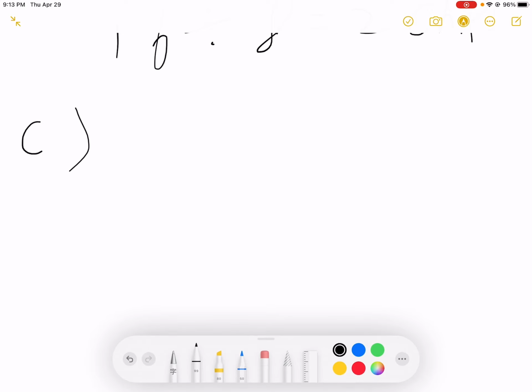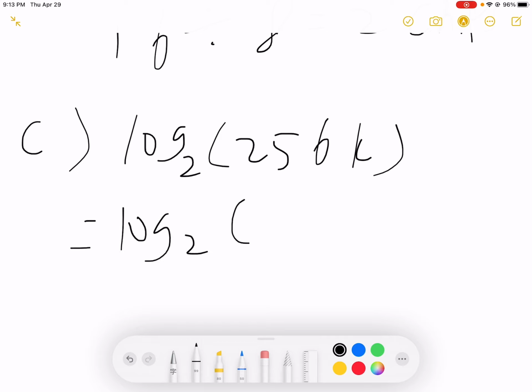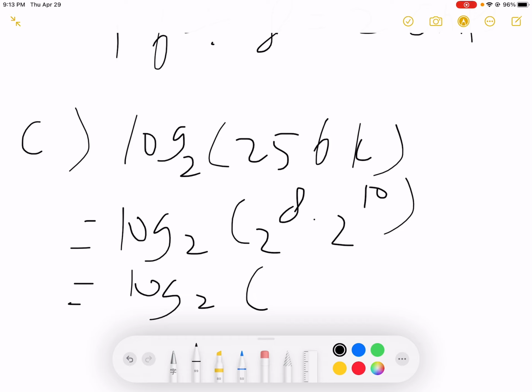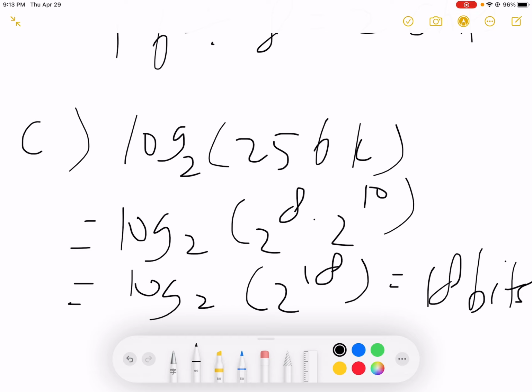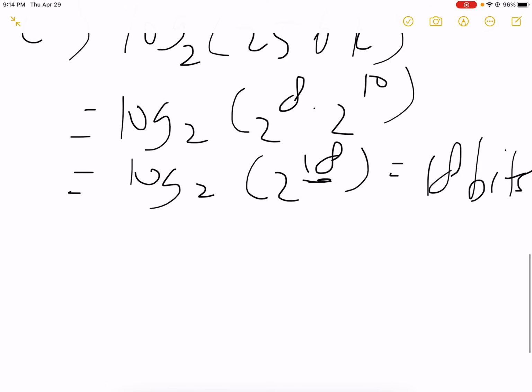And for C, it's asking you for the address bits for the RAM chip. What you're going to do in this case is take the log of the addressable size of the RAM, which is log of 256K, which is log of 2 to the 8th times 2 to the 10th, and that's log of 2 to the 18th, which is 18 bits. So you change the addressable size to a power of 2, and then the power is the number of address bits for the RAM.